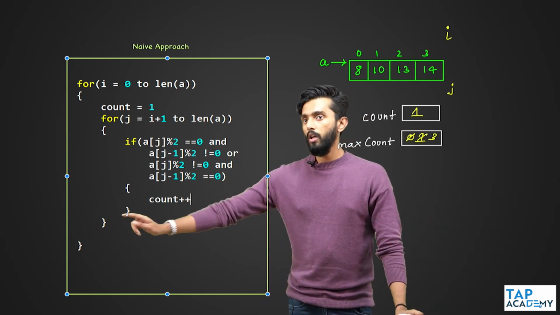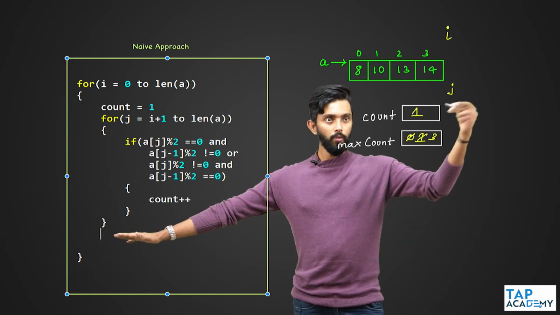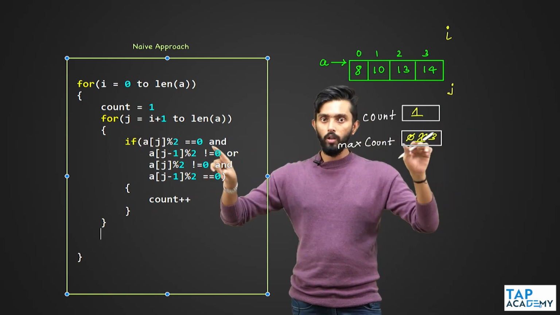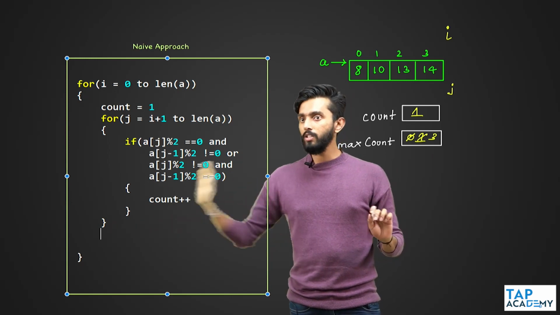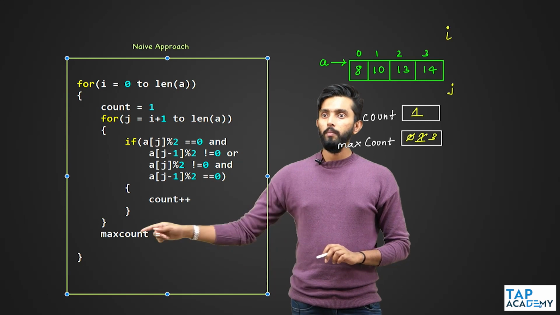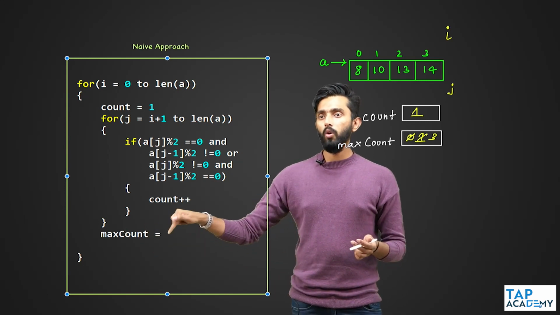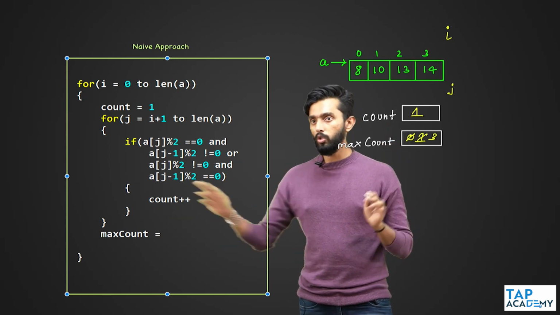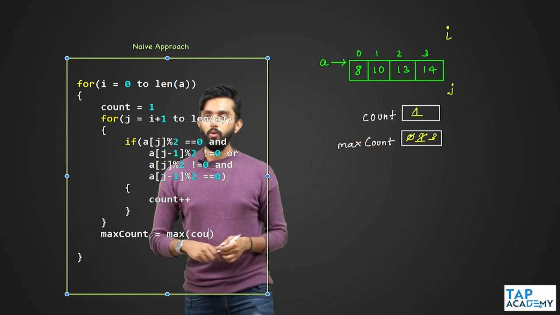Any confusion? Now I will come out of this j loop. When you come out of this j loop, you would have got your count from that ith element. Now your duty is to maintain max count. So I will write max count equal to, make that capital C, max count equal to whatever is the maximum between count and max count. So max of count comma max count.